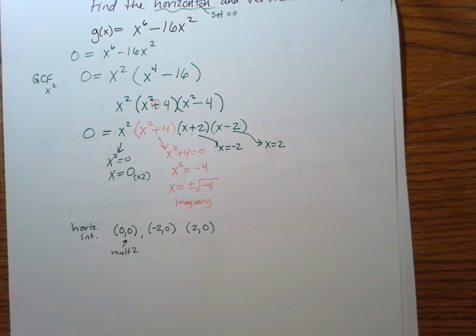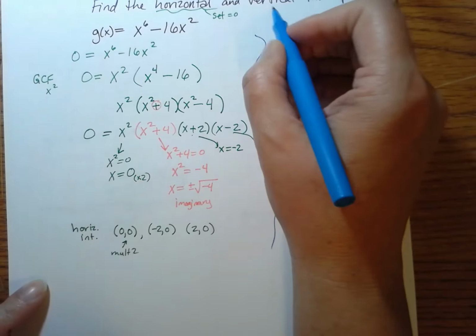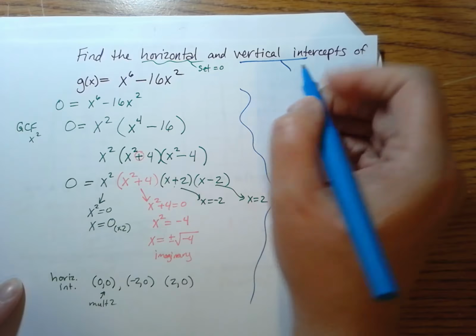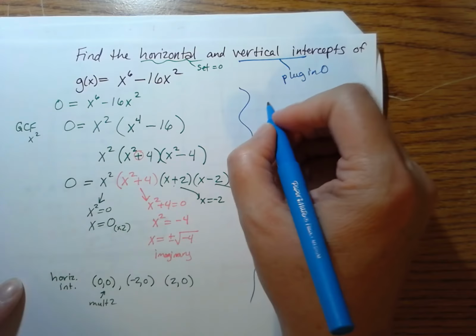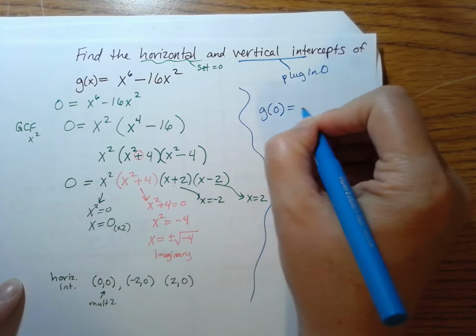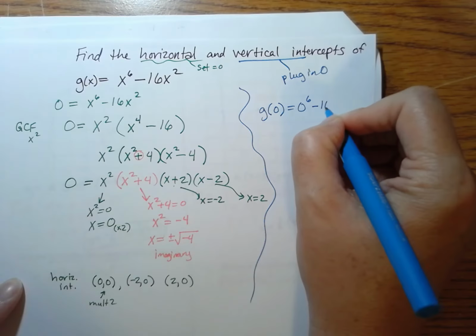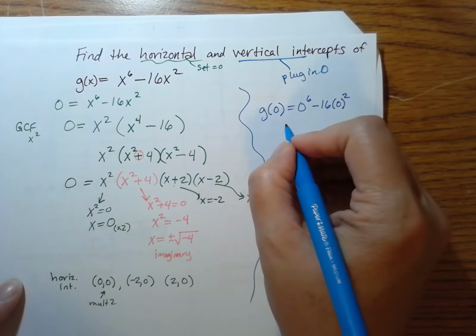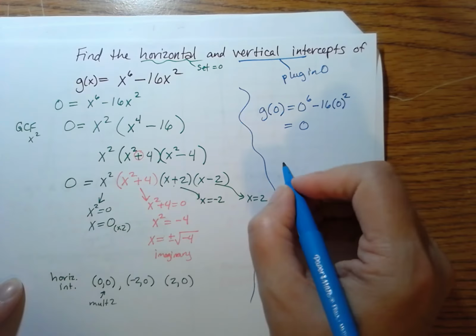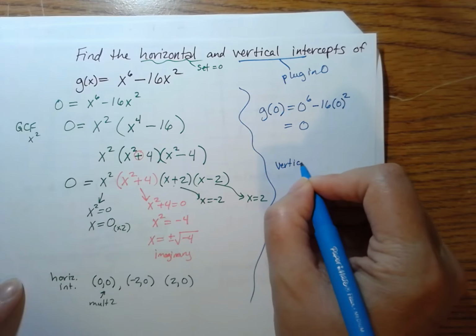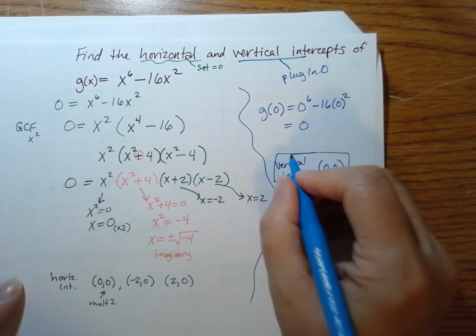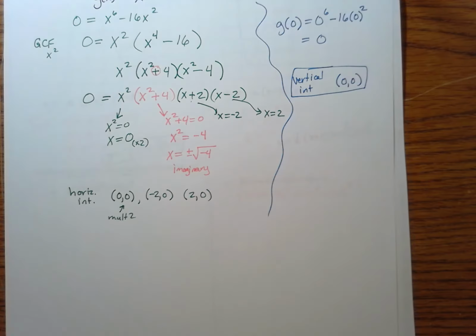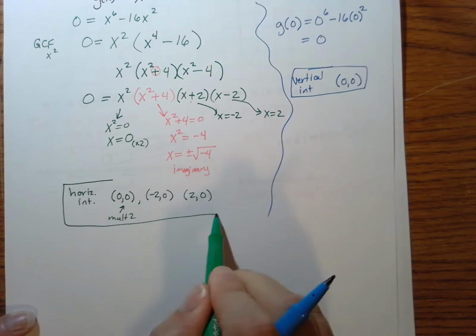Okay, let's tackle the vertical intercept. These are our favorite kind, at least they're mine, because they're very easy. Vertical intercept is where we plug in 0. So we just plug it right in. We're doing g at 0, which is 0 to the 6th minus 16 times 0 squared. And last time I checked, all that's 0. So the vertical intercept is (0, 0). And these are our answers.